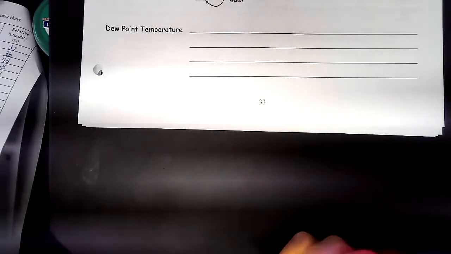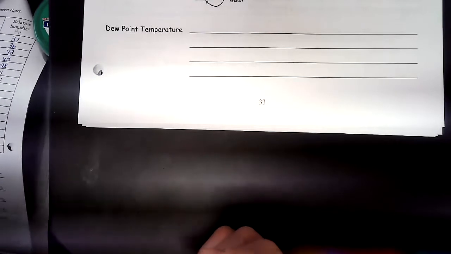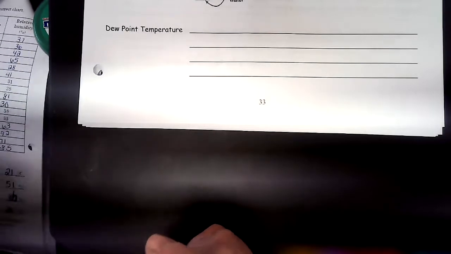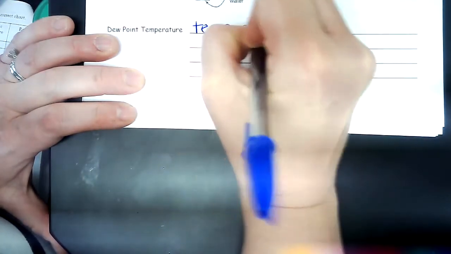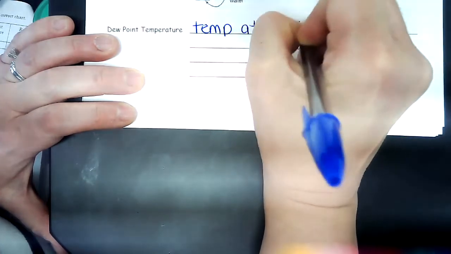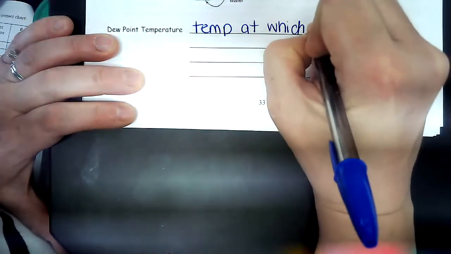Ted, on page 33, what did we write for dew point temperature? Were you here for that? Yeah, you got it, Jake. Isn't it the temperature at which the water comes out of the air? Yep, so it's the temperature at which, so you can add this if you don't.